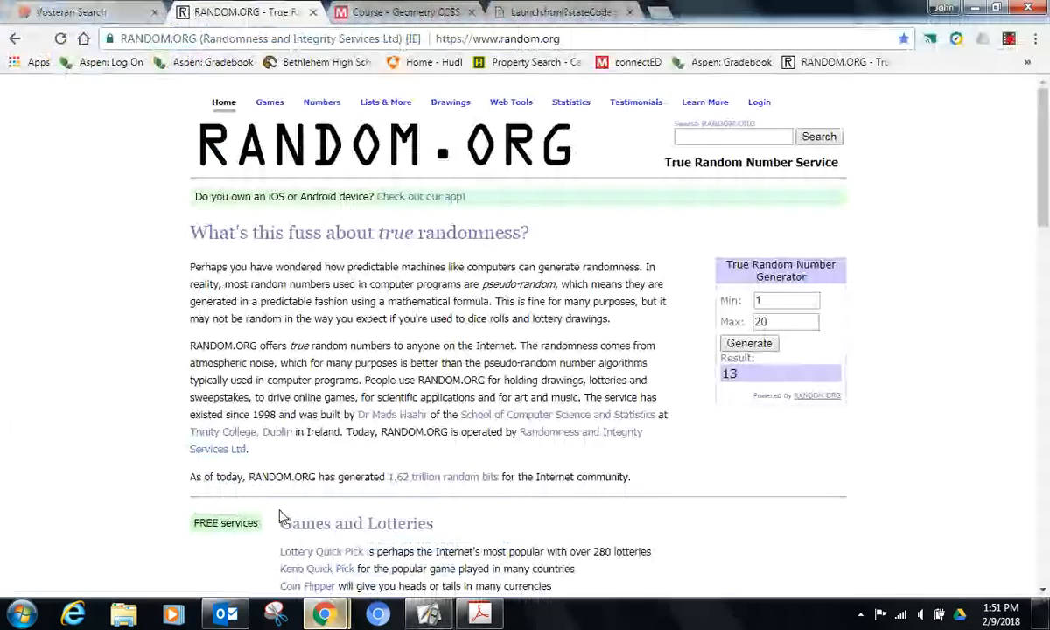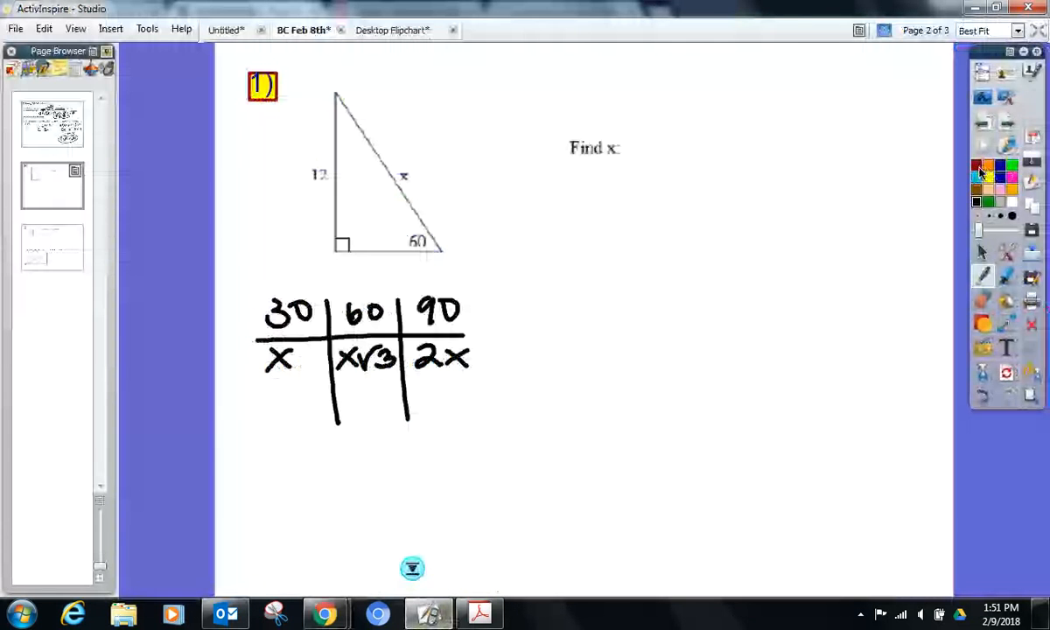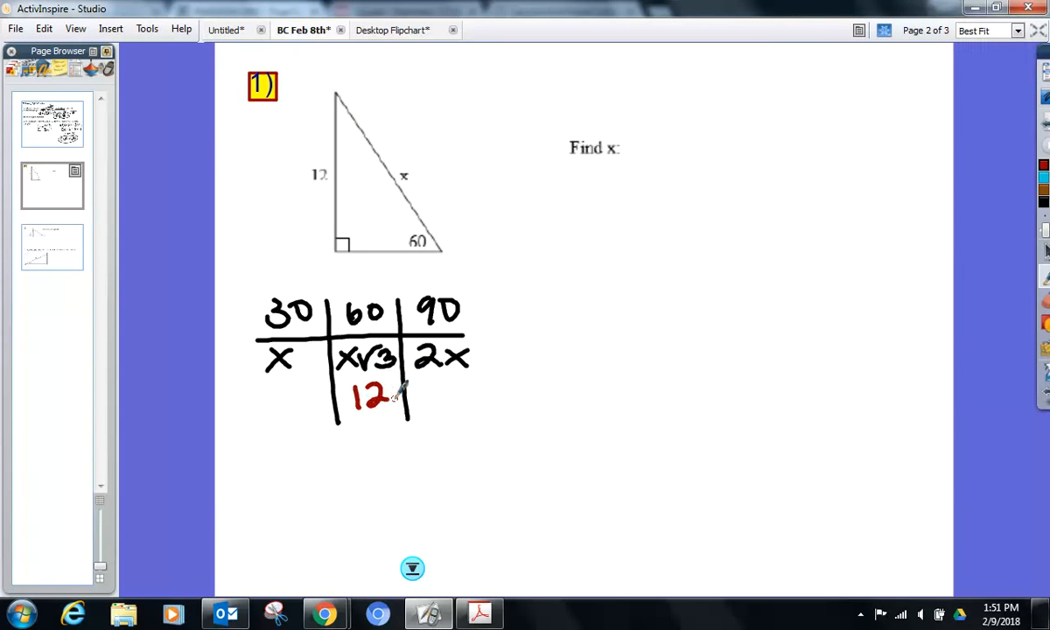What's the 12 across from? 60. And I need to get to the side across from 90. Yikes. You look at x radical 3, the 2x. Guys, I have no idea what to do to 12 to get to 90. But you know what I do know? I do know what to do to the 30 to get to 90.